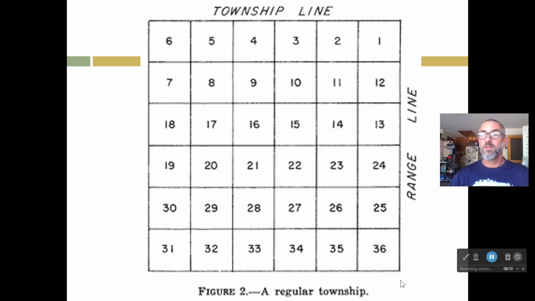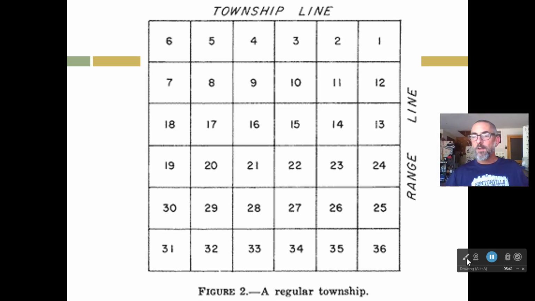zigzag manner. So that this range line is dividing this quadrangle from the next one over. That means that the section right here is going to be section 6. The section here will be section 31. A section right here will be section 36. A section here will be section 6, but they will have different township range addresses.